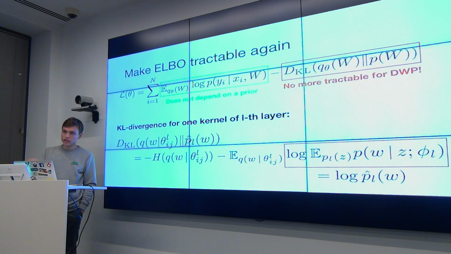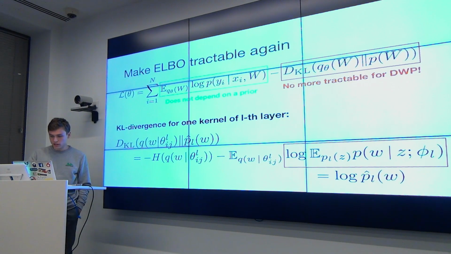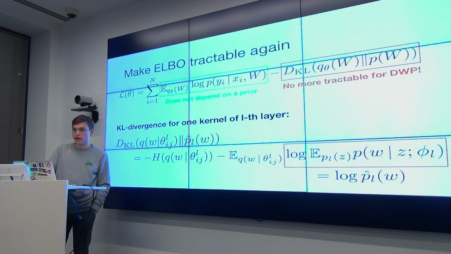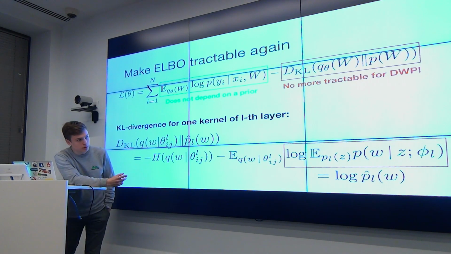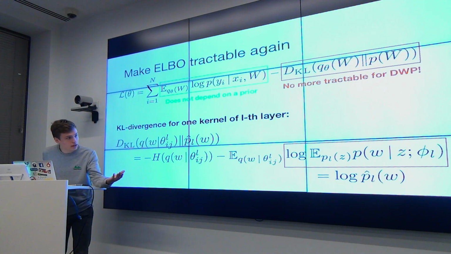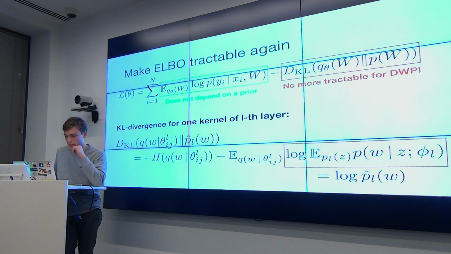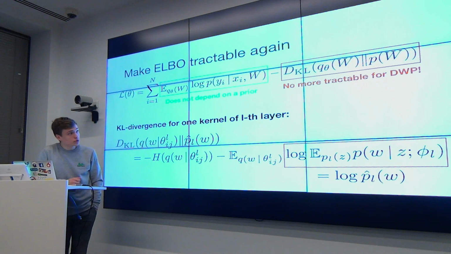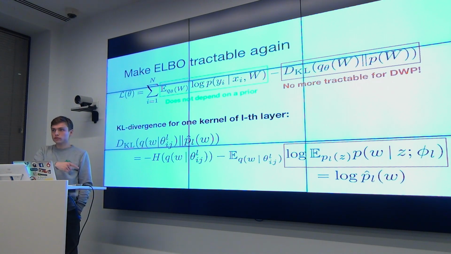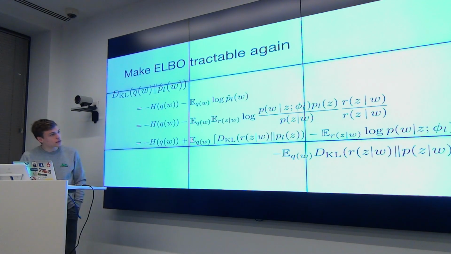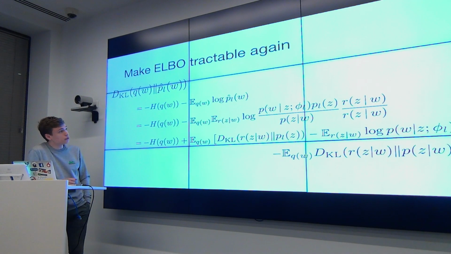And our prior distribution itself is an expectation. And since this expectation is inside the logarithm, we cannot estimate it unbiasedly. When we sample z and then given z, we end up with an unbiased estimation of this expectation, but not of the logarithm of this expectation. And we propose to construct an upper bound on this KL divergence.